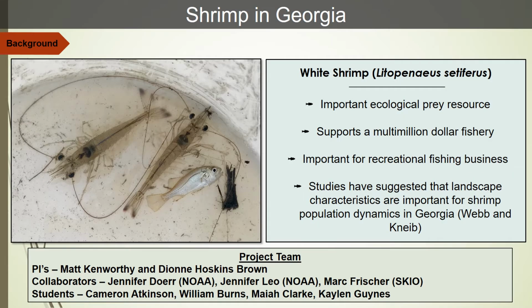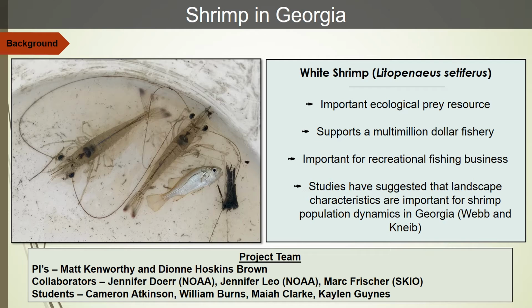White shrimp are important from both an ecological perspective, in that they are an important prey resource in the ecological food web, and an economic perspective, in that they are a target species in a multi-million-dollar fishery. White shrimp are also harvested as bait shrimp to be sold to recreational fishermen and women. It is well known that white shrimp utilize tidal creeks and salt marsh habitat as juveniles to forage and grow.